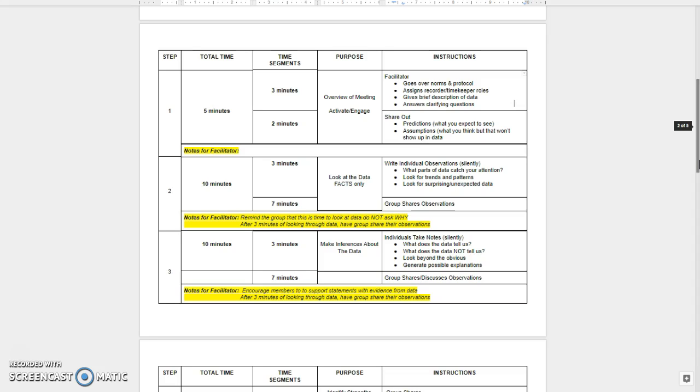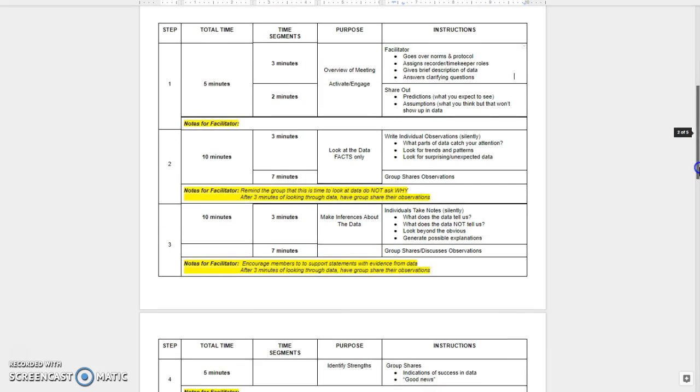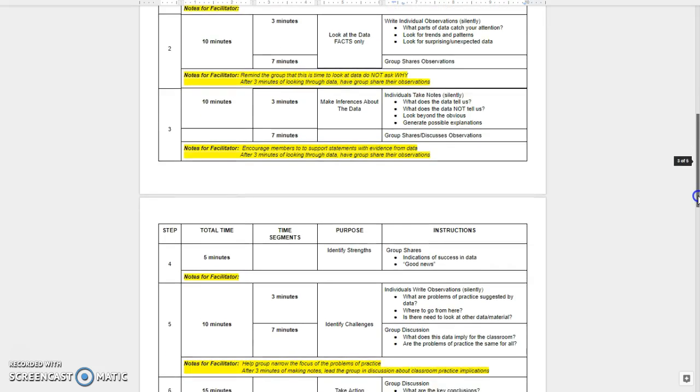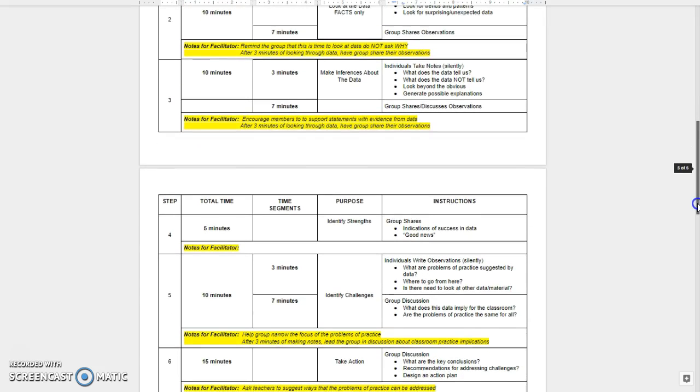What I wanted to do was split up the time into individual pieces so that I could visually see what should happen in each segment. And just for me, that made a little more sense. And so we have the first part with the overview and the activate and engage, and then looking at the facts only, making the inferences, identifying strengths and challenges.